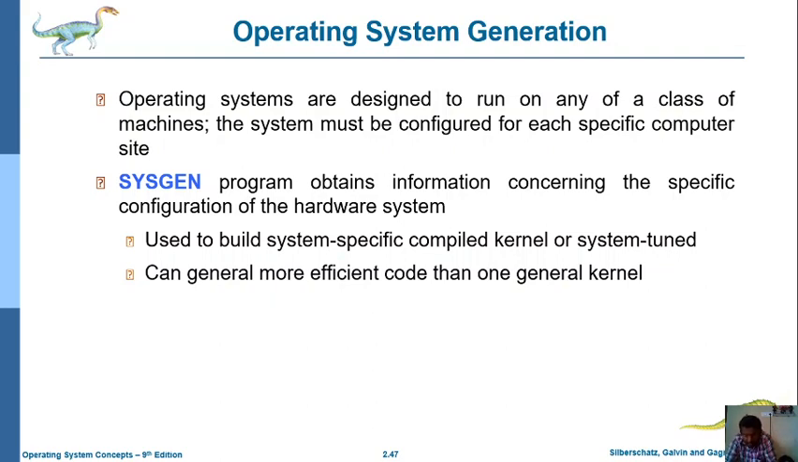In this way, system generation is a program which obtains some information about the specific configuration of the hardware system. That means these generations can vary depending on the specifications of that particular hardware.